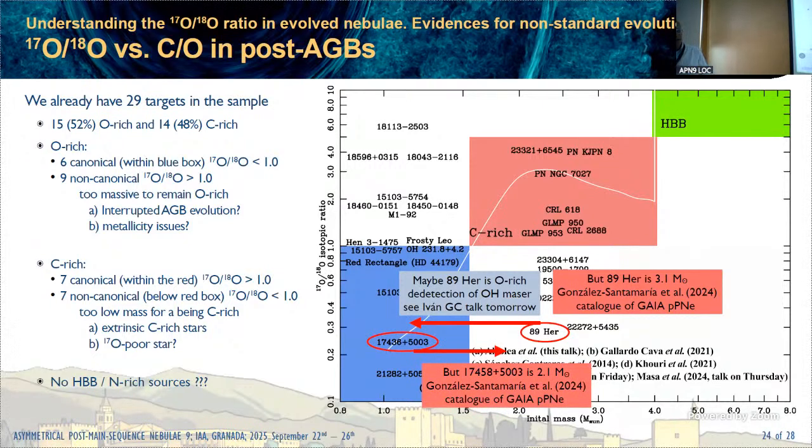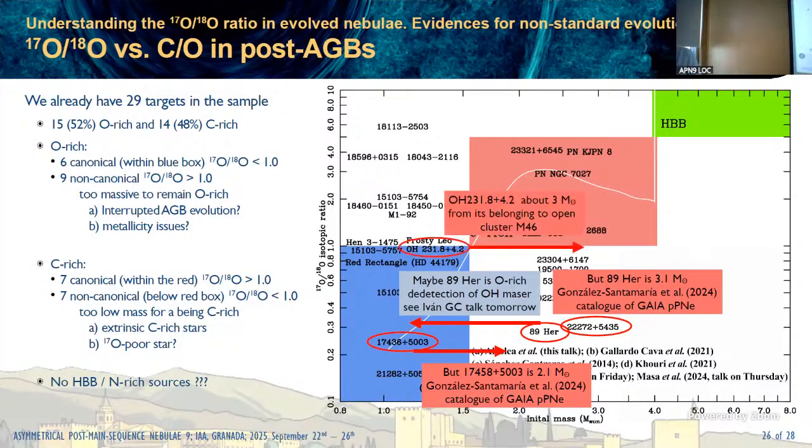Same happens with this one. The solar mass must be much higher, so maybe it should be carbon rich. I don't know. This should be massive, but it has this ratio very low, and based on the belonging to this cluster, this object has to be 3 solar masses, but then this ratio doesn't make any sense and should be carbon rich too.